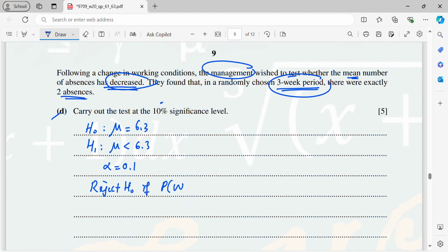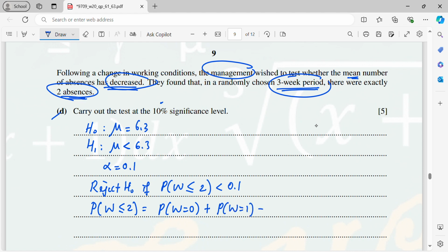Now, exactly 2 absences. Since H1 has less than, it will be P(W less than or equal to 2) less than 0.1. This is the rejection criteria. So P(W less than or equal to 2) starts from 0: P(W = 0), P(W = 1), or P(W = 2).